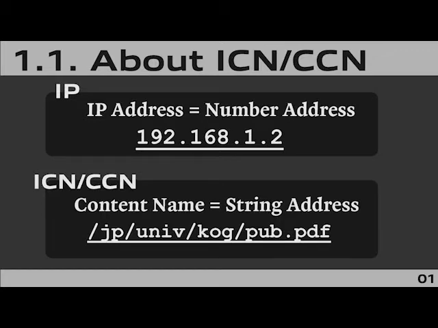Firstly, the background and purpose of the research are described. ICN/CCN use string-based identifiers instead of IP addresses, which are a set of predefined numbers used in the existing Internet architecture, the IP architecture. In particular, the software implementation of CCN defines a hierarchical identifier named content name.